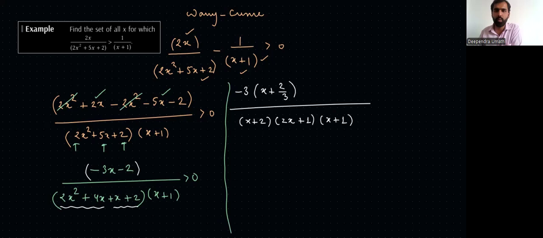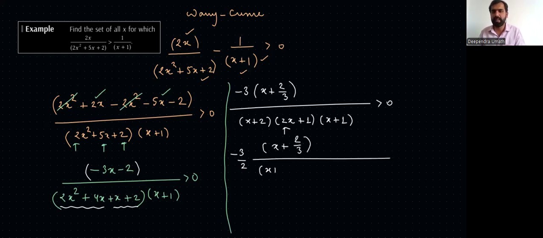Now, one more thing I'm going to do is I'll take 2 common from here. So when you take 2 common from here, it is going to be −3/2 whole of, now this whole of what? Numerator will have (x + 2/3). And the denominator will have (x + 2) times 2 times (x + 1/2) times (x + 1). And this should be positive.